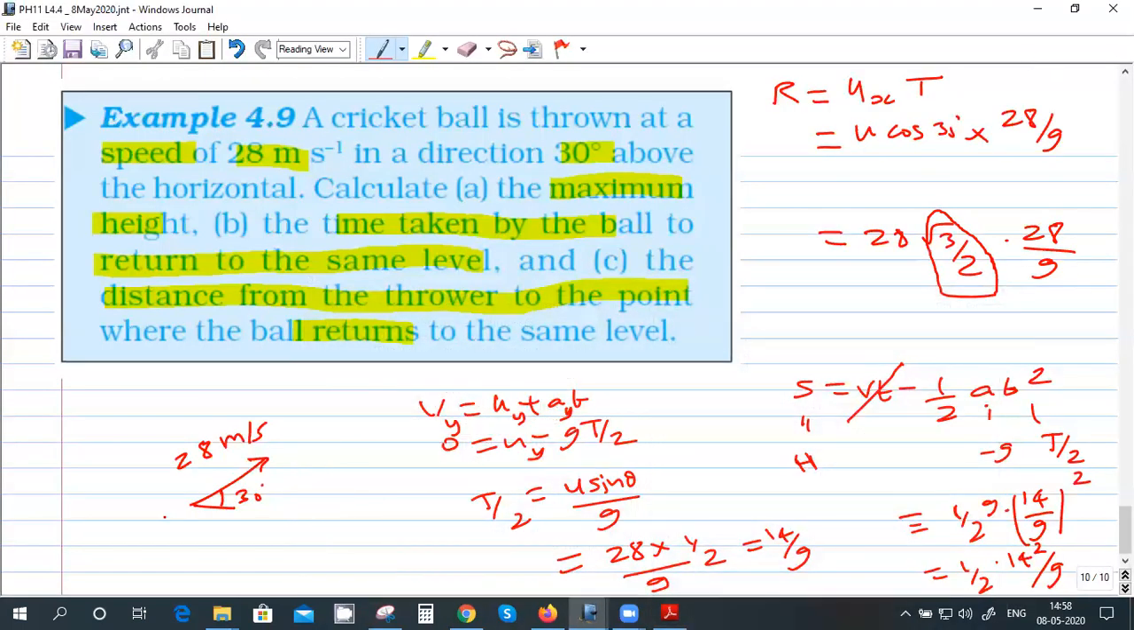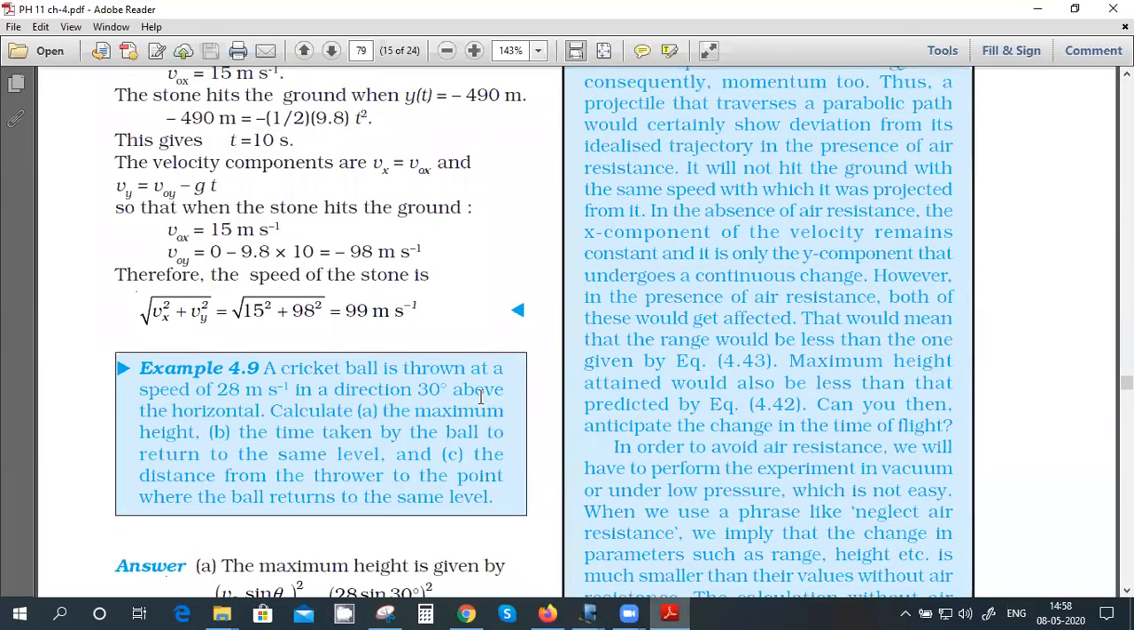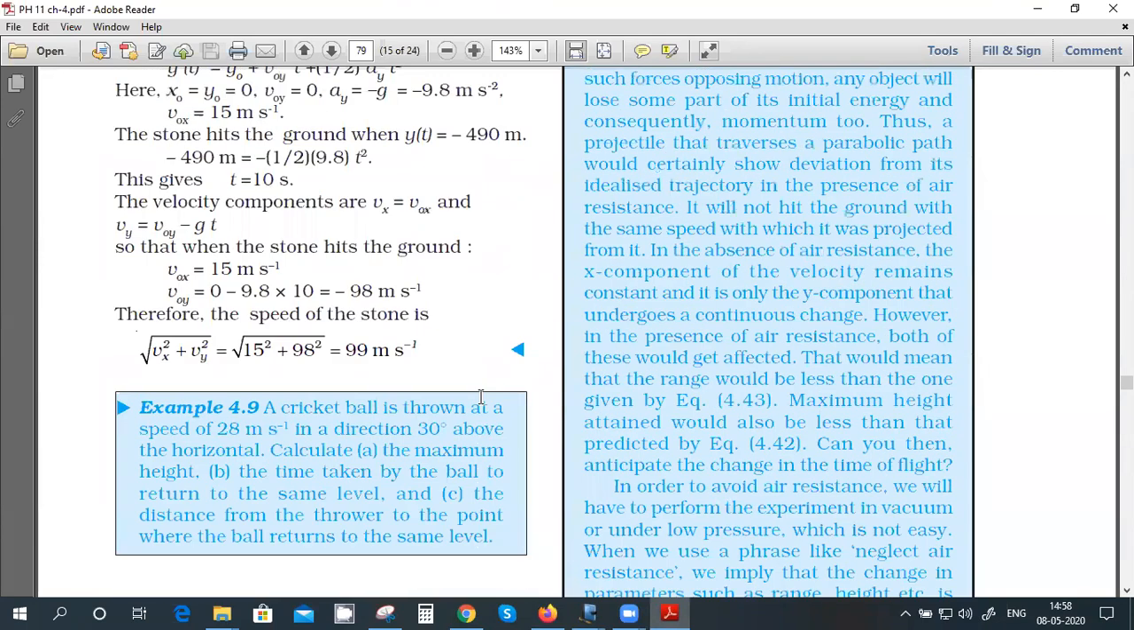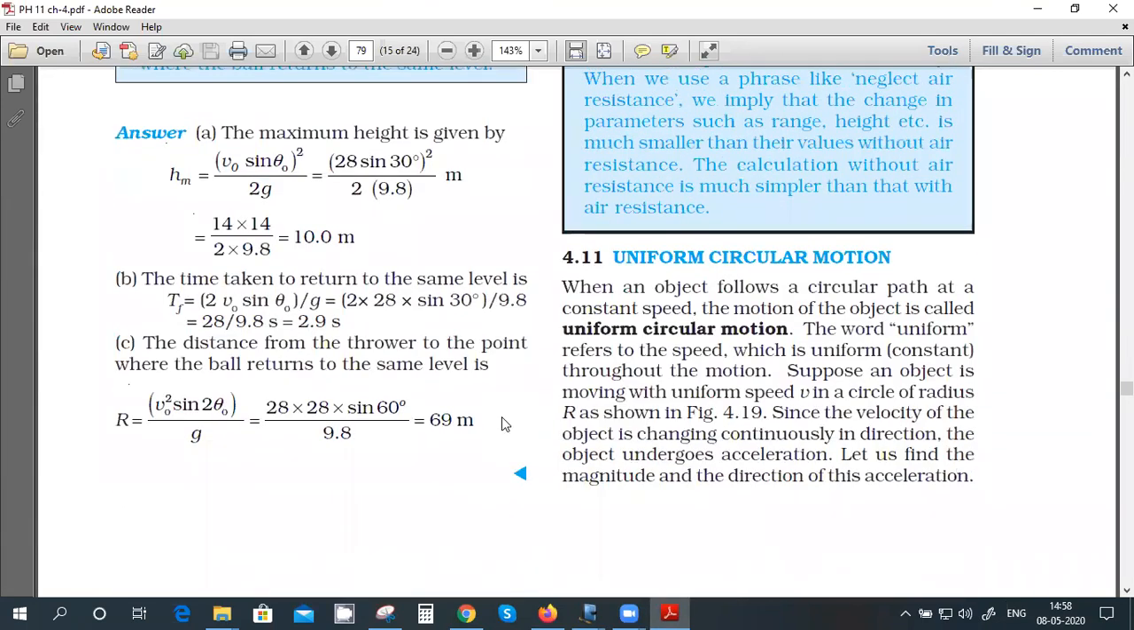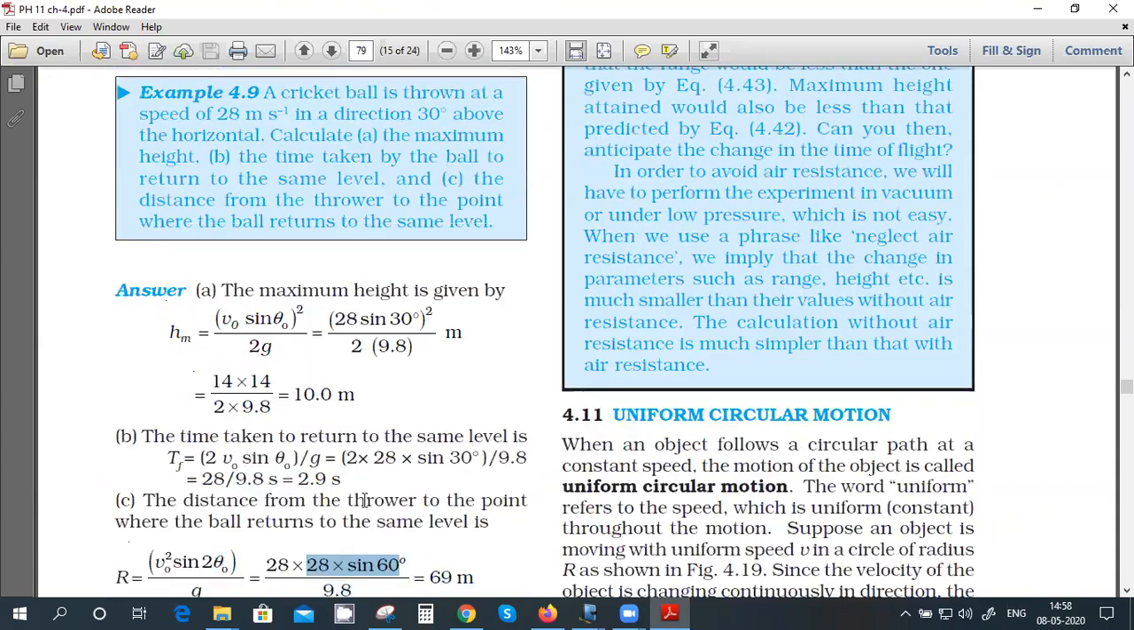And distance from the thrower, C, is range. B is the total time. The second part B is capital T. Capital T is 28 by g. Okay, and this is the third part.